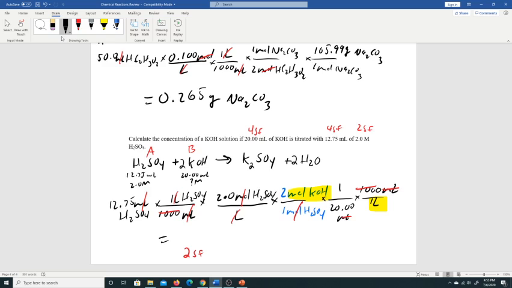Final answer of 2.6 molar KOH, or 2.6 moles per liter KOH. Either way is acceptable. And that's how we do these problems here.